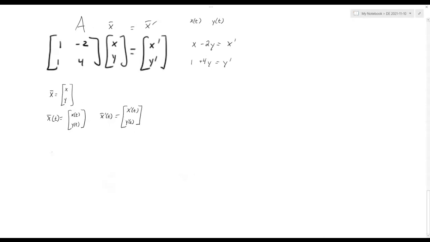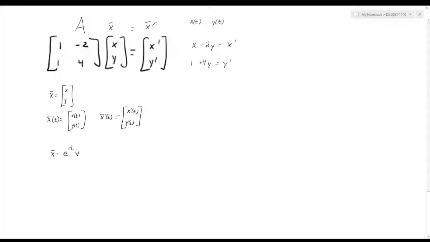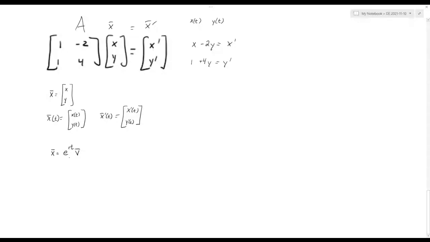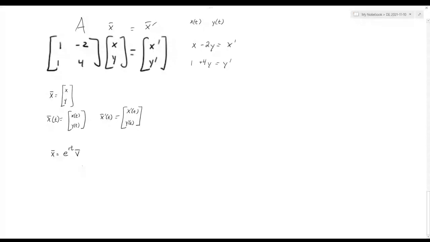And so what we're going to assume is that a solution will look like this: an exponential function e to the r t times a vector of constants. So r is just a number. V is a constant vector. So that's an assumption, right?